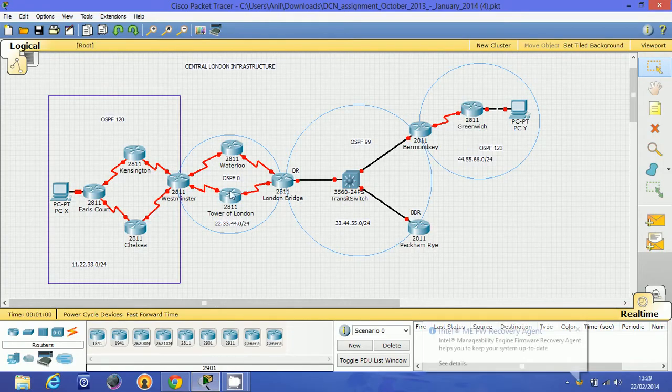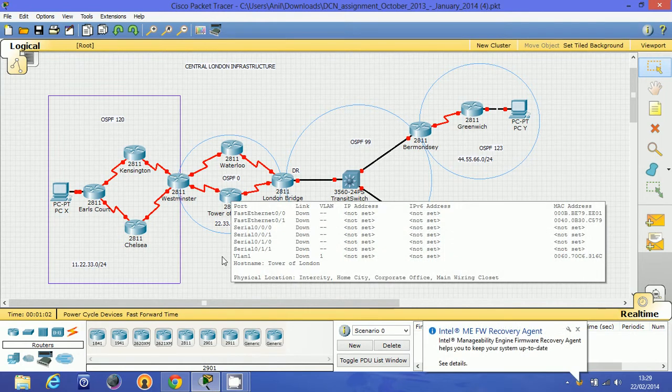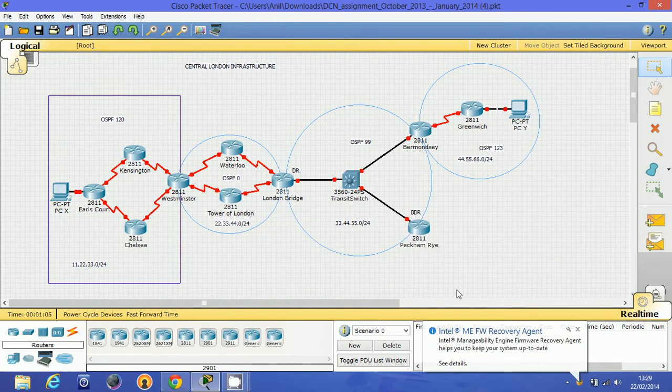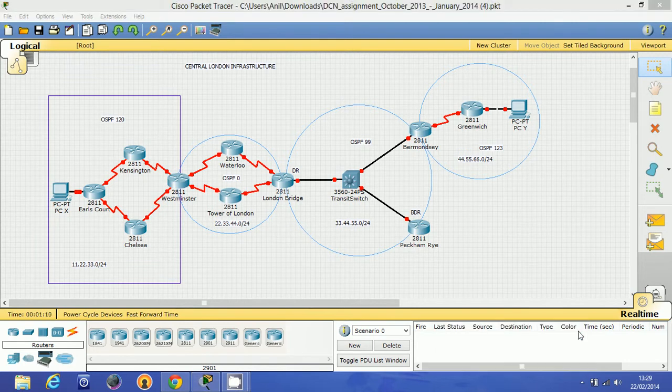Hello guys, today some of my friends requested me to explain what OSPF is, Open Shortest Path First. I couldn't assist them individually, so I made this tutorial. I don't know if it's worthy or not.